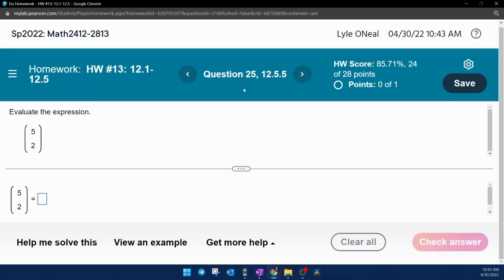Question 25 from our precalculus homework number 13 in MyLab Math. It says evaluate the expression. And so you're going to have to know what this notation means in order to calculate it. Let's go to the scratch work and explain.